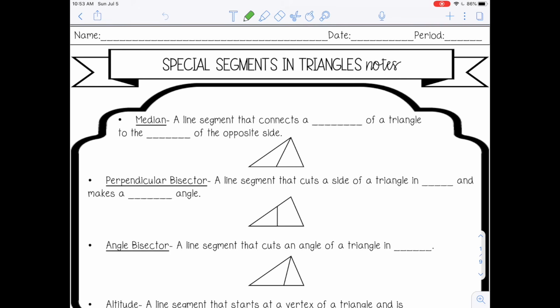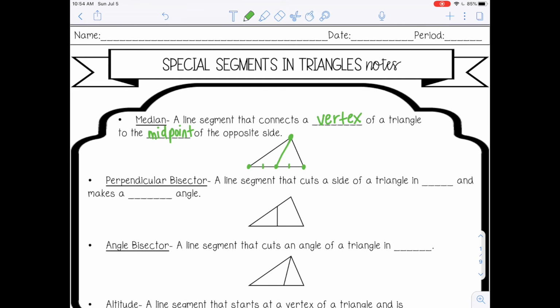Welcome to this lesson on triangle centers. We're going to start by going over some special segments that you can find in triangles, and the first one is called a median. A median is a line segment that connects a vertex of a triangle to the midpoint of the opposite side. So all of these are vertices of the triangle. So this line here is a median because it connects a vertex to the midpoint of the opposite side. So that means that this piece and this piece are congruent.